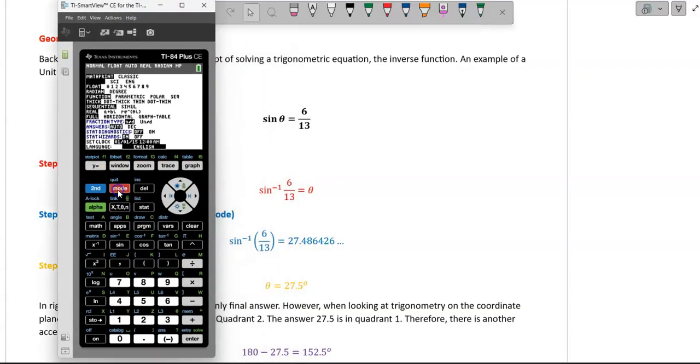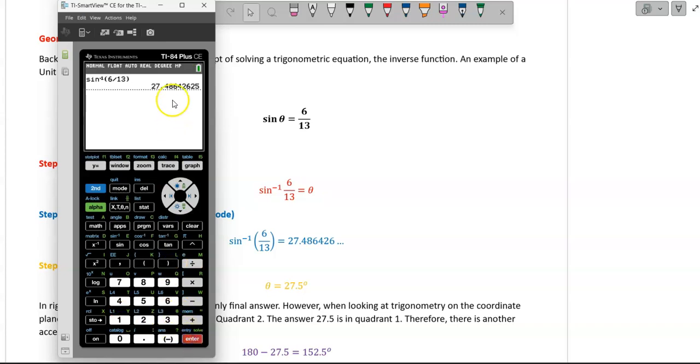So let's put ourselves in degree mode for this part. What I'm going to do right now is go second sine, and we're going to put in the fraction 6/13. By doing that, the calculator is going to spit back to us an angle in degrees, which is 27.486. Rounded to the nearest tenth, that's 27.5.